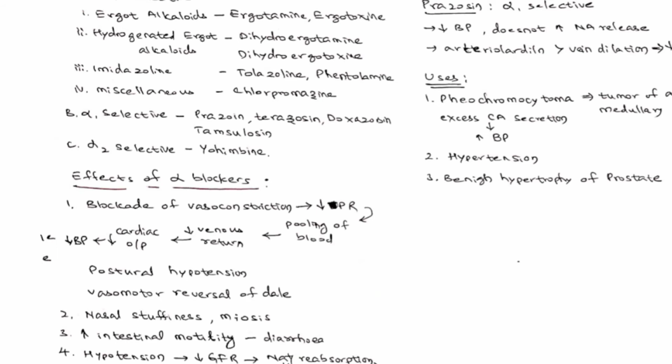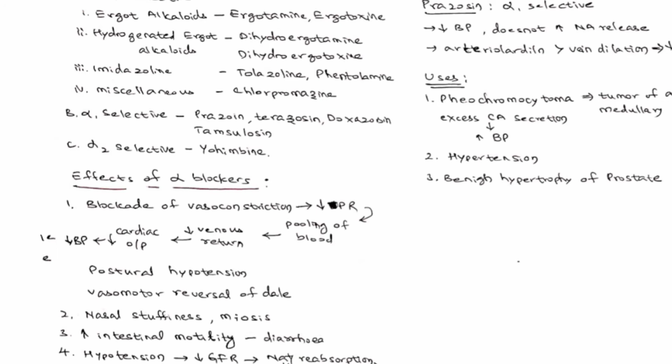Further, alpha blockers lead to nasal stuffiness and induce miosis. It results from blockade of alpha receptors in nasal blood vessels and in the radial muscles of the iris. It increases intestinal motility due to partial inhibition of relaxant sympathetic influences. It can cause diarrhea.